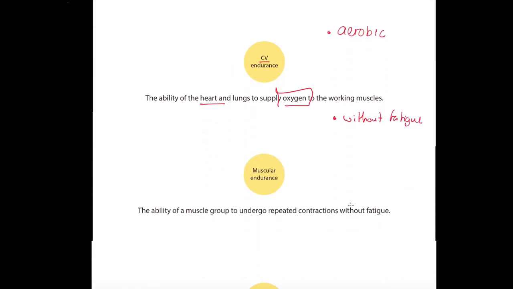Okay, next one, we've got muscular endurance. This is going to refocus our attention here. So again, we've got the word endurance in here, but we've got the ability of a muscle group to undergo repeated contractions without fatigue. Now notice we don't have the oxygen word in here, so of course that would insinuate that we are talking about some kind of anaerobic consideration here. This is shorter duration than the CV endurance, okay? So yes, we're talking about repeated contractions. Yes, we're talking about without fatigue, but we're talking about something that might last a minute, maybe up to 3 minutes, but that would be the maximum for this muscular endurance concept.